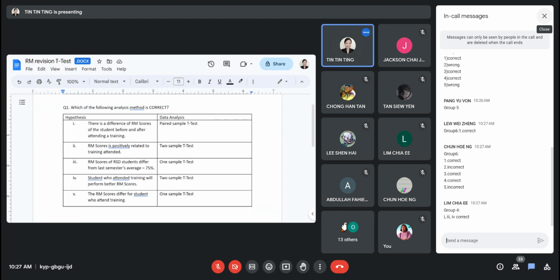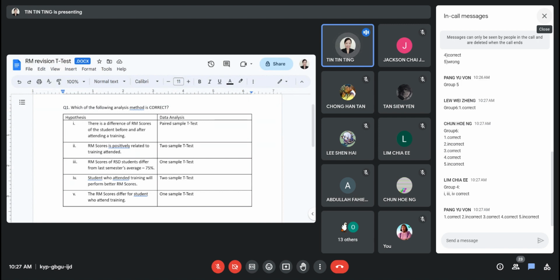Okay. Let's check the answer. There is a difference in research method scores of the students before and after attending a training. So you have before and after. It's a paired sample t-test, correct?